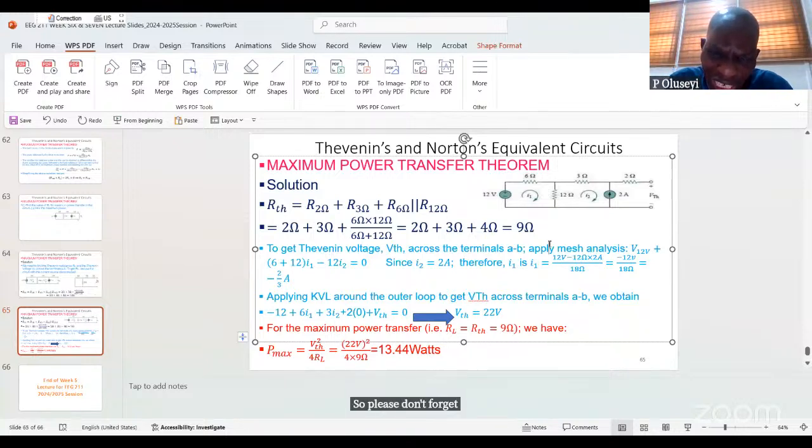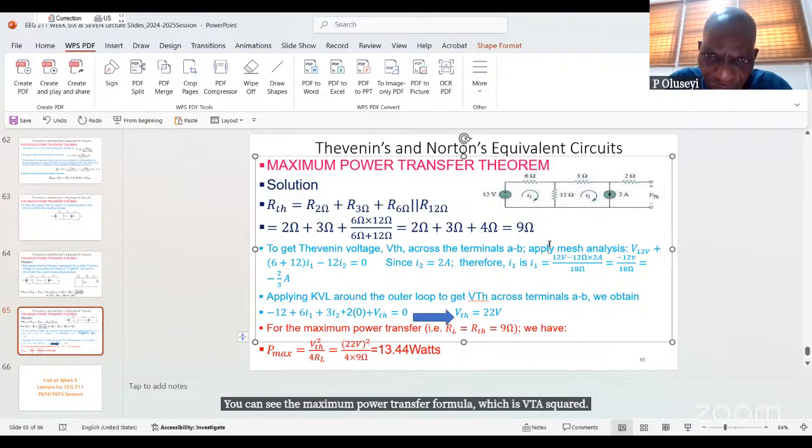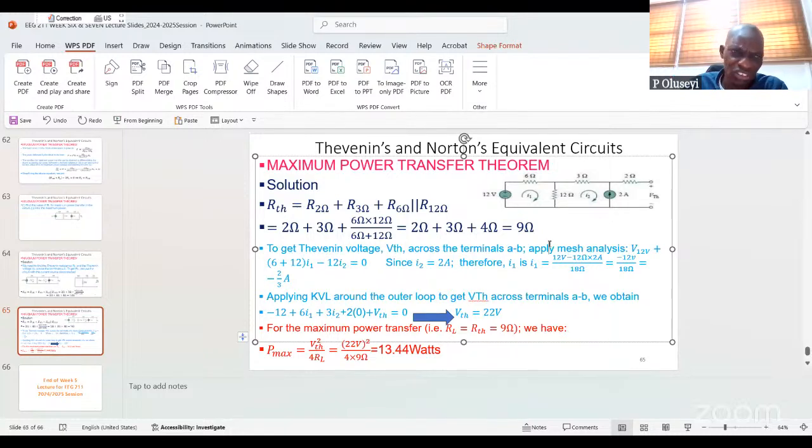And by the time you get that, you can see the maximum power transfer formula, which is VTH squared over 4RL. That is what gave us that.